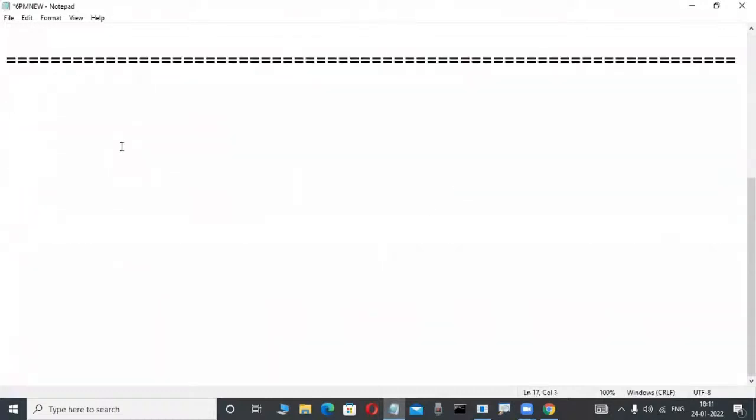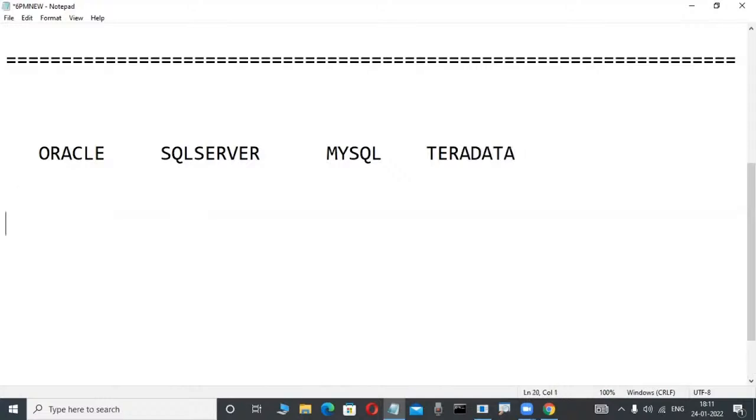Now concentrate here. This is a demo class, I am just telling something. Oracle is a product from Oracle Corporation. SQL Server is a product from Microsoft. MySQL is an open source product, which is now also from Oracle. Teradata is a product from NCR Corporation. Sybase is a product from Ingres Software. Like this, so many products are there. All these products are relational databases, or implemented based on the relational data model.